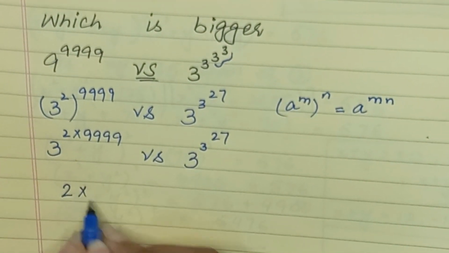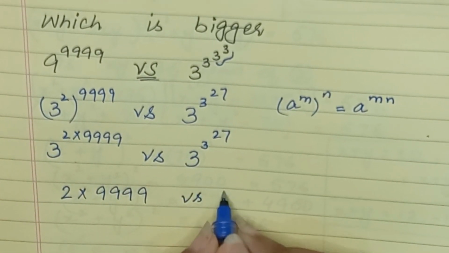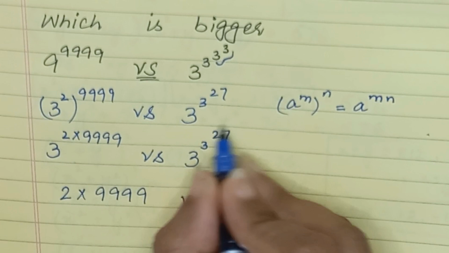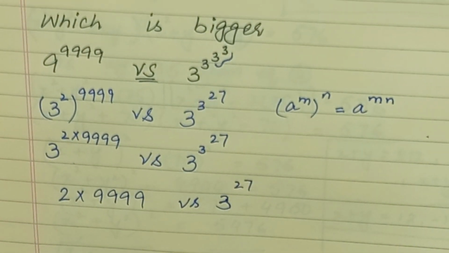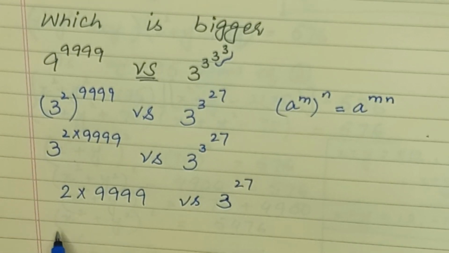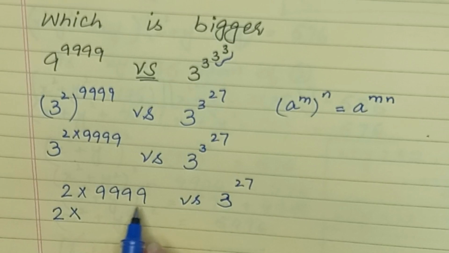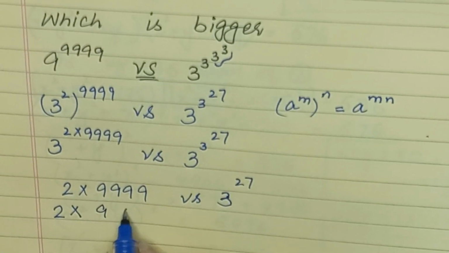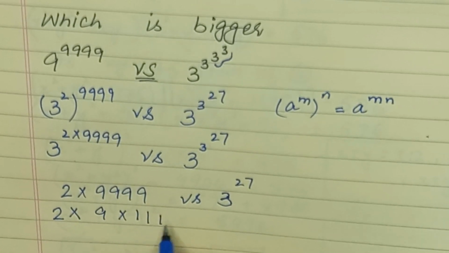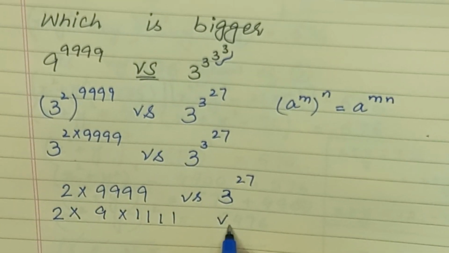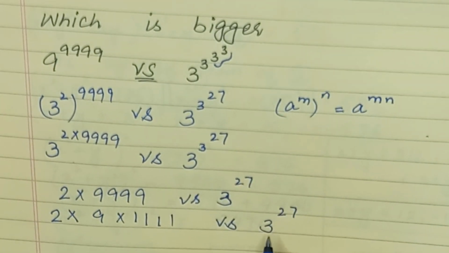So 2 multiplied by 9999, and here we have 3 raised to the power 27. Now we can write 9999 as 9 multiplied by 1111, and here we have 3 raised to the power 27.